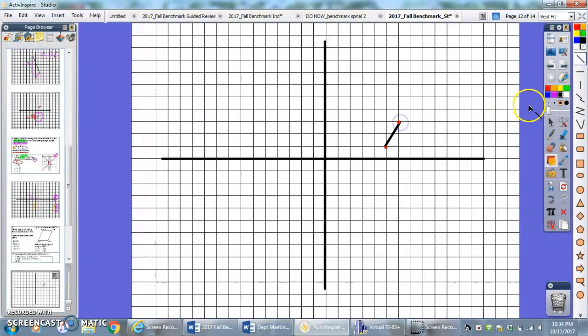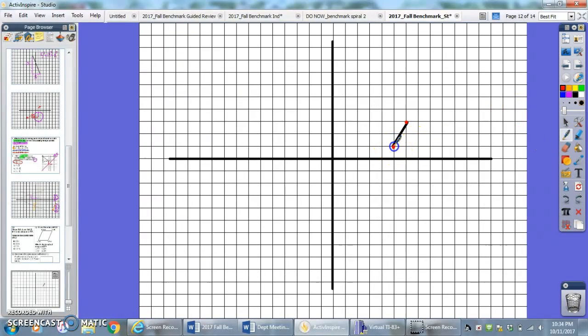So my rise is 2, my run is 1, so half of 2 is 1, so I'm going to count up 1, and then over a half of 1, so it's going to be right there. So my coordinate would be 1, 2, 3, 4, 5.5, 1, 2. All right, 5.5, 2.